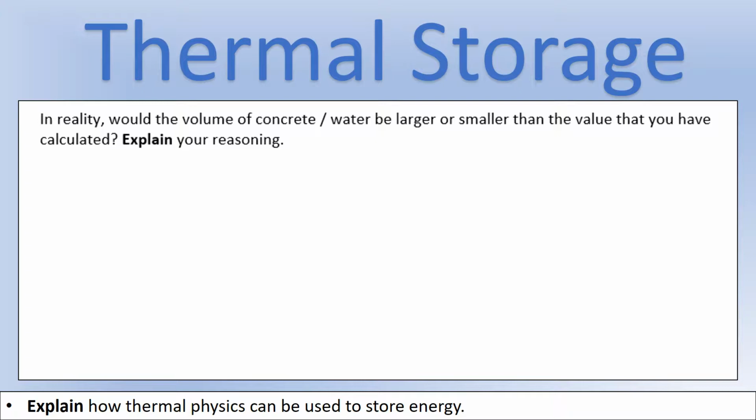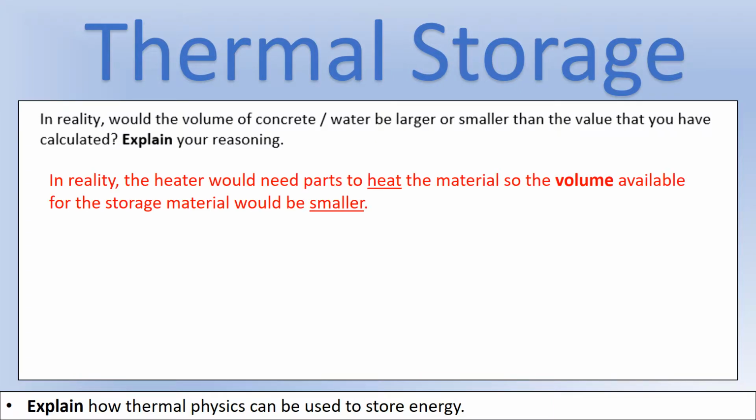Okay, so if we have a look. Okay, so we use the dimensions of the heater to get the volume, but in reality, we're going to need other parts inside our material. So for a start, we're going to need some sort of electrical heater inside there so we can actually warm up the material. So all these other parts are going to reduce the volume available to have as the storage material, either our water or concrete. So that would be like the maximum volume we can have. It's most likely to be less than that value.